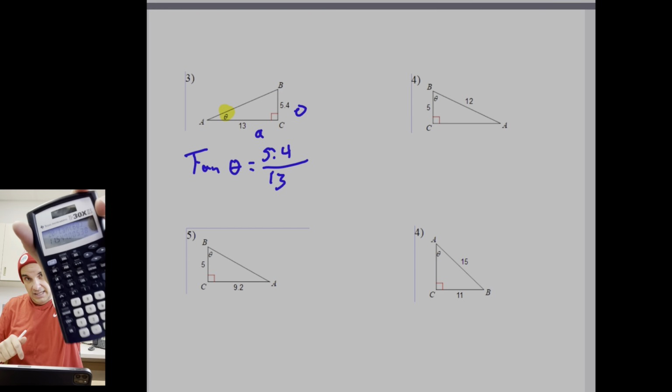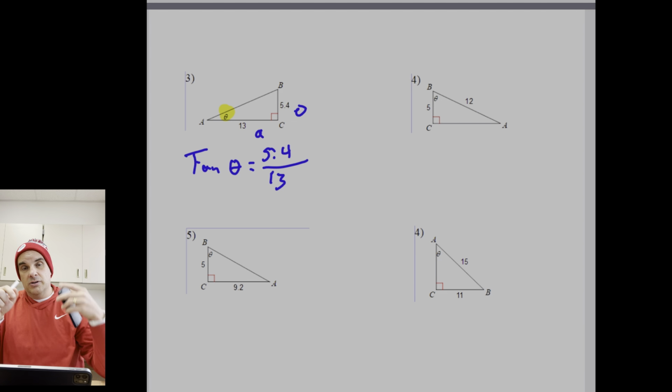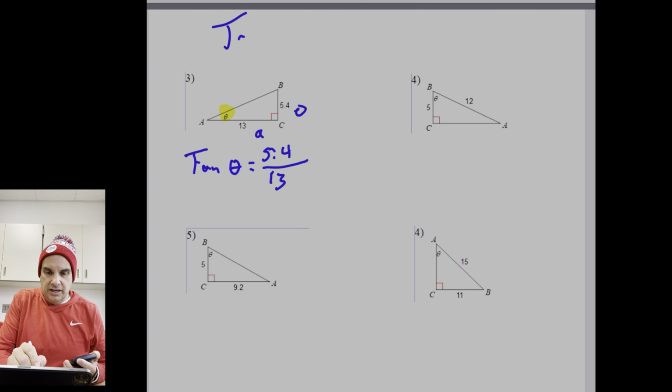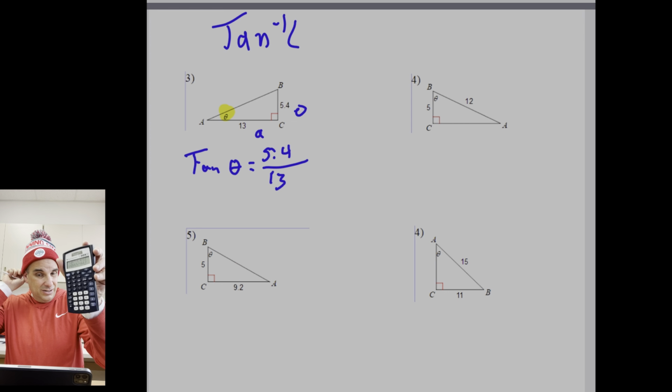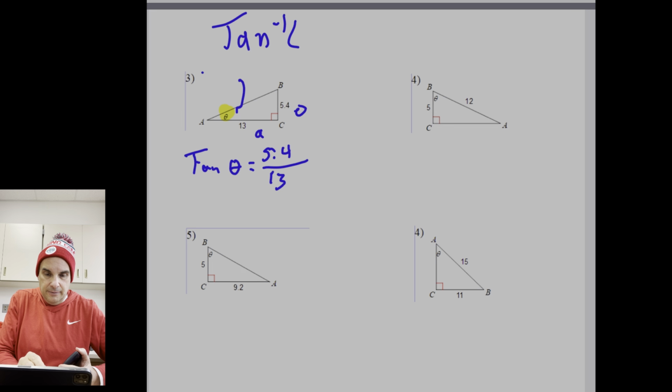The way we do that on the calculator is we have to do the inverse of the tangent. Anytime you're trying to find the measure of an angle, it's inverse. So you hit second, then tangent, and you should see something on your calculator that says tan^-1. Then you put 5.4 divided by 13 inside the calculator, and you get 22.6 degrees. So the measure of that angle is 22.6 degrees.